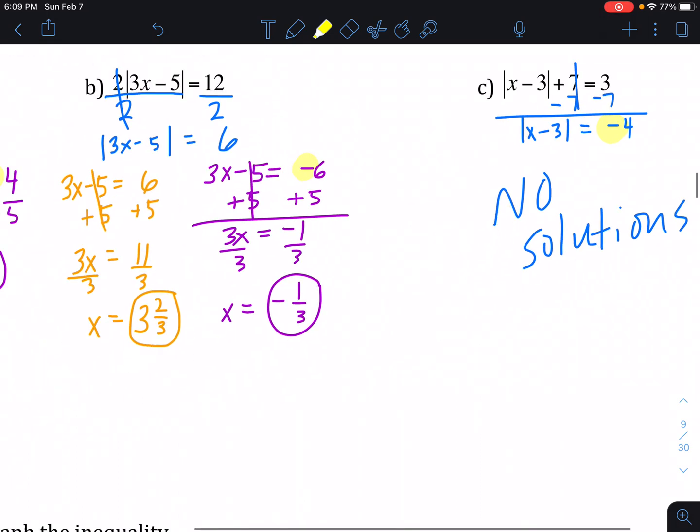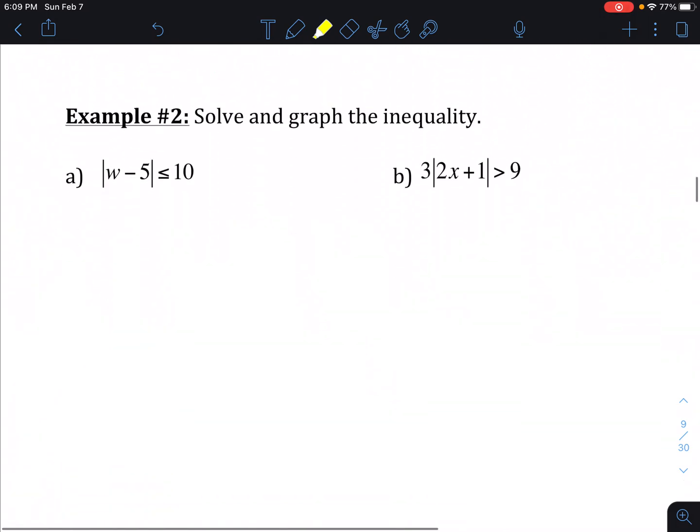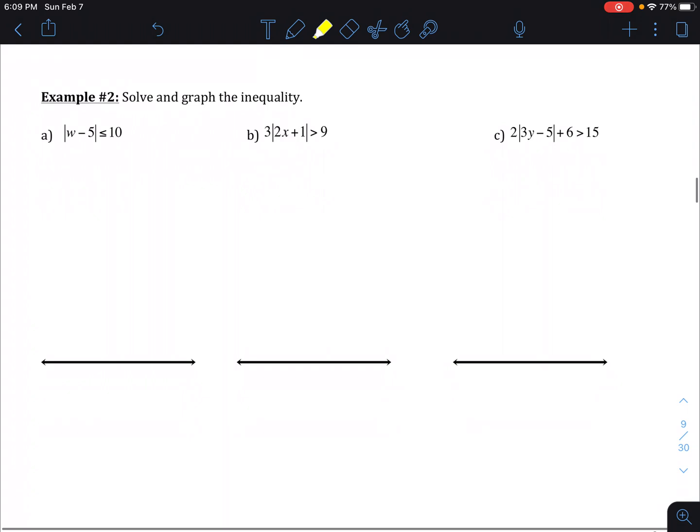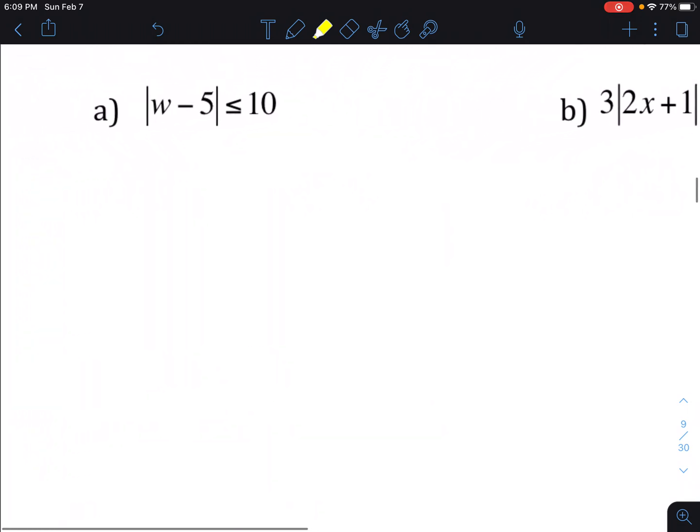All right, moving on. Okay, now next up, we're going to solve and graph the inequalities. It's going to be pretty similar to the equations. We're going to be splitting up into two problems and solving them. Now we can split this up right away.